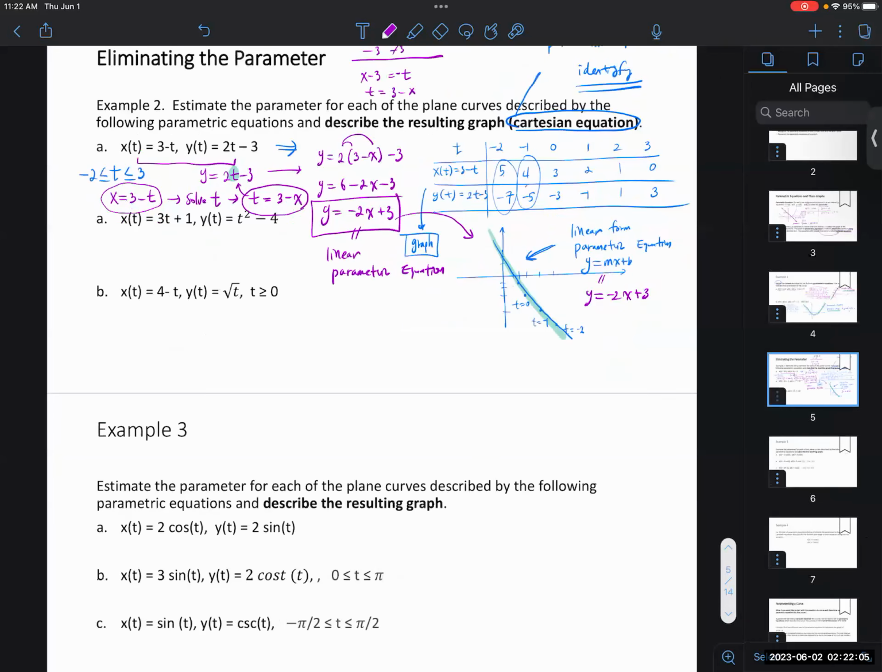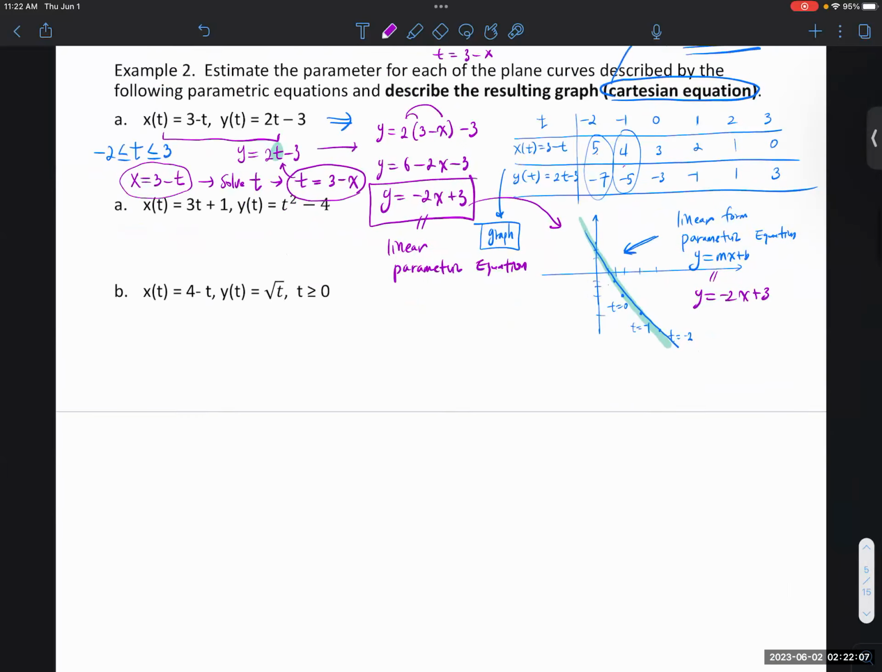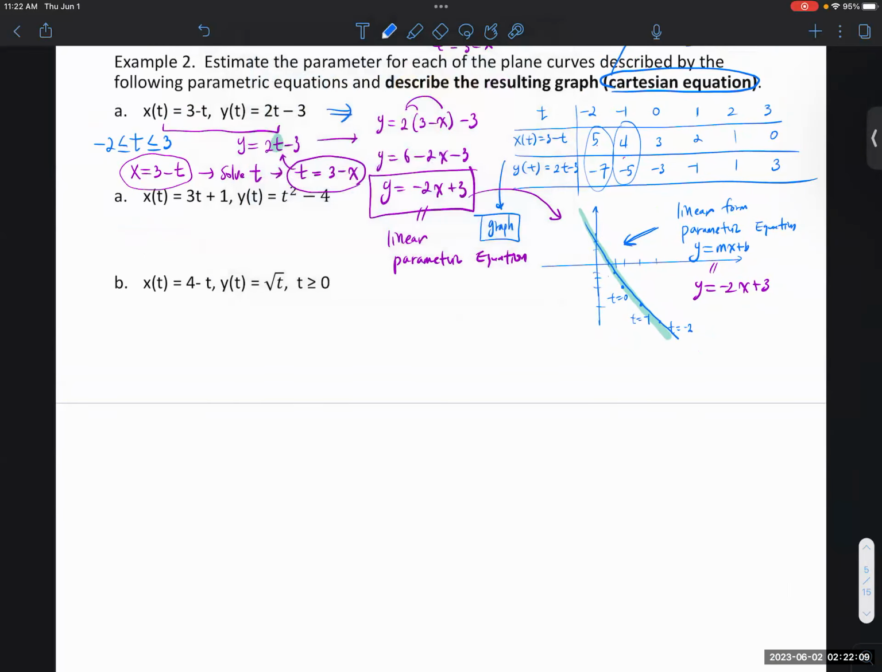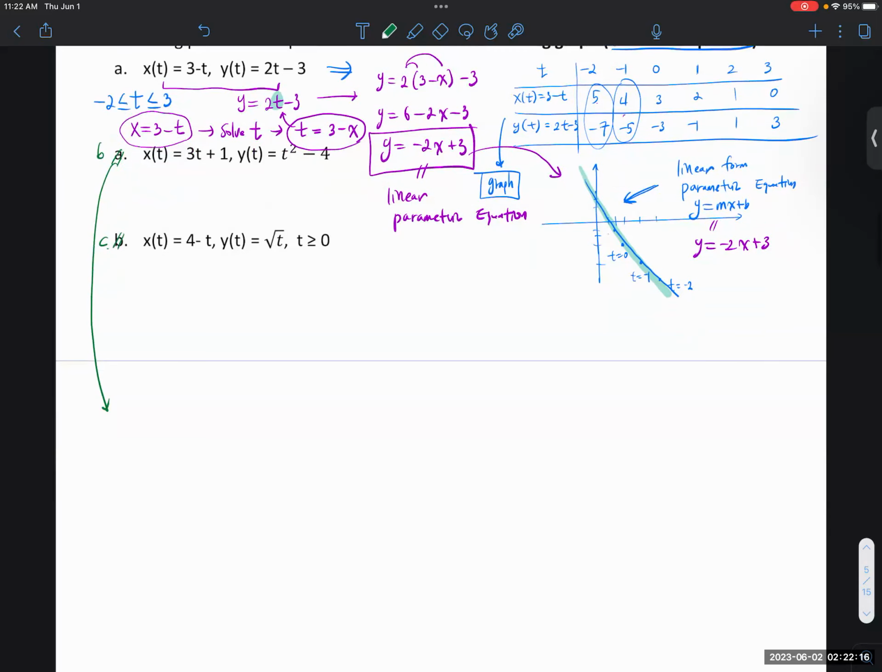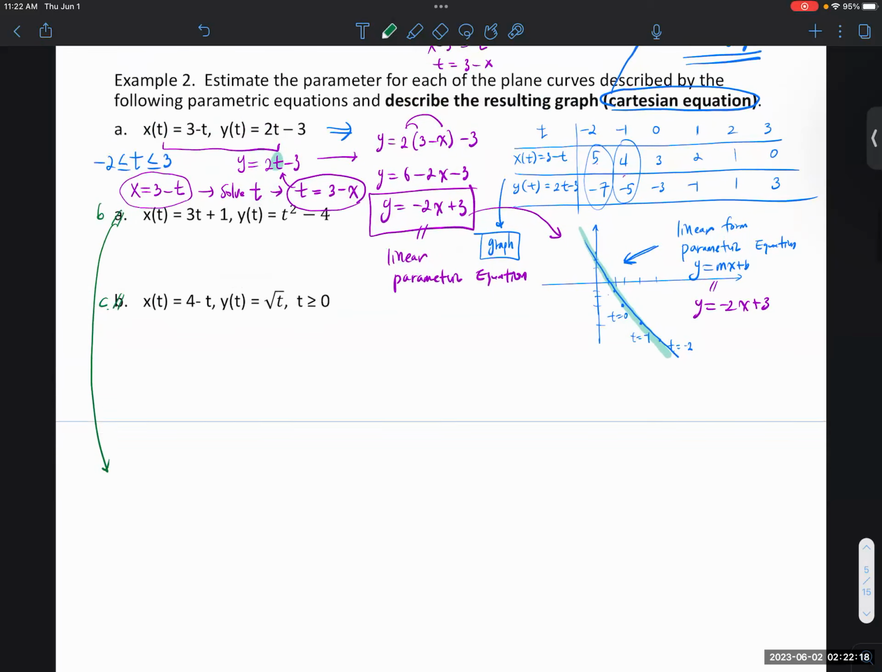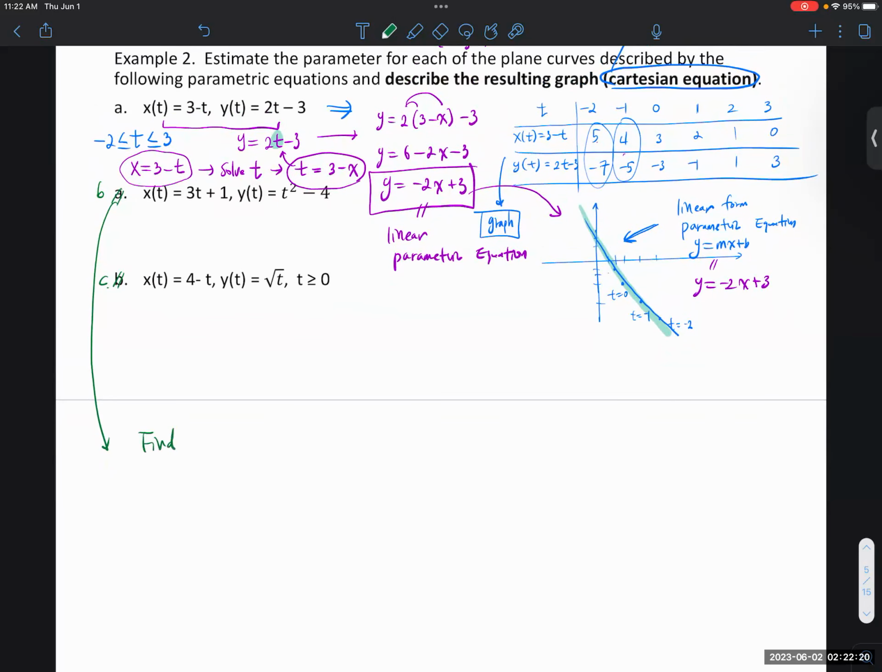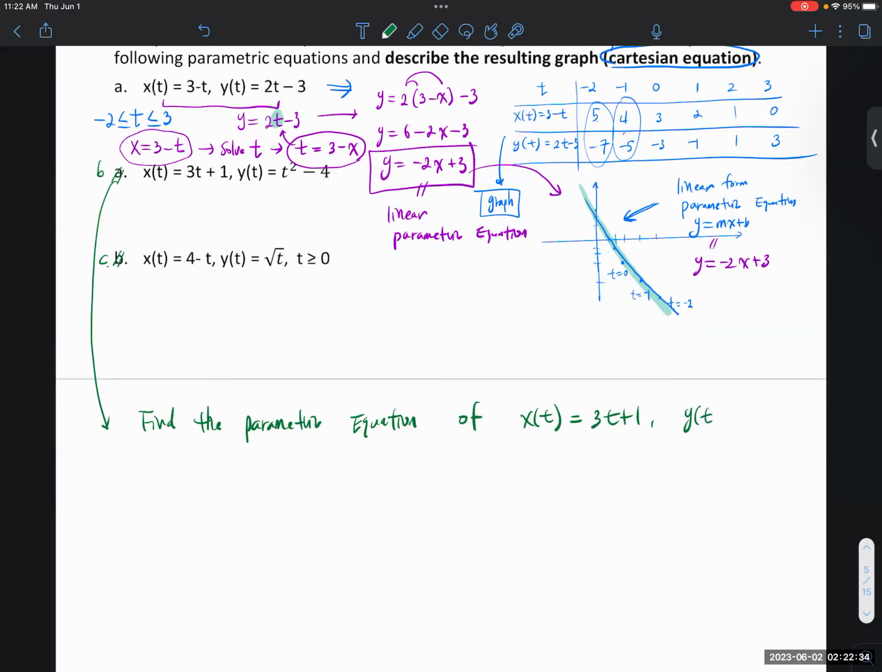I'm going to make a space. Let's try letter B. So this one should actually be B, and the previous one should be C. Same thing. This time, the question is: find the parametric equation of x of t equal to 3t plus 1 and y of t equal to t squared minus 4.